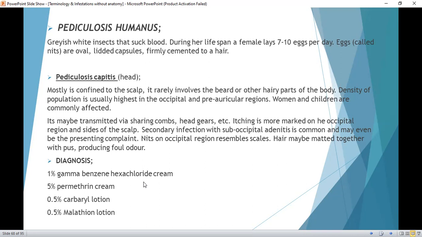Most commonly confined to the scalp, rarely involves the beard or other parts of the body. Population is highest in the occipital and preauricular regions. Women and children are more commonly affected. It may be transmitted via sharing combs, headgears, etc. Itching is more marked in the occipital region and the side of the scalp. Secondary infection with suboccipital adenitis.